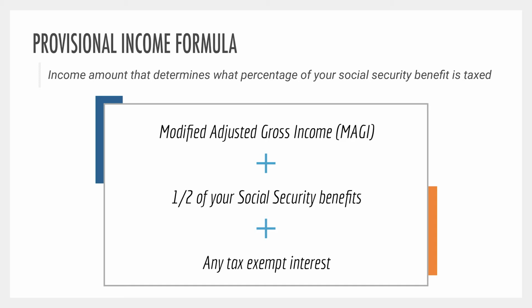MAGI is essentially all of your income except your Social Security income. That's why in this next step, we add half of your Social Security benefits to that MAGI. And then finally, any tax-exempt interest. This might be any municipal bond interest that you've earned that initially is not taxed, but it's considered towards this income formula. Once you've calculated your provisional income amount, you can then use this chart to determine how much of your Social Security benefits are subject to tax.